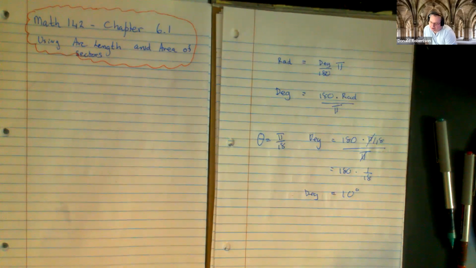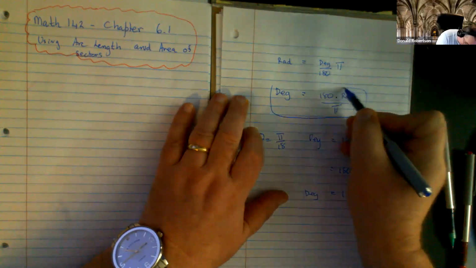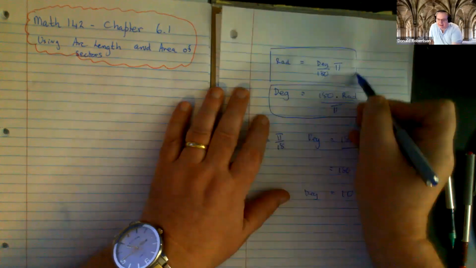You comfortable with that calculation? So you may get an answer in radians, and if the question wants the answer in radians, then great, leave it. But if they say, no, I want it in degrees, or I might want it in degrees to 2 decimal places, then you need to be able to use our new formula, which is this one, instead of that one.